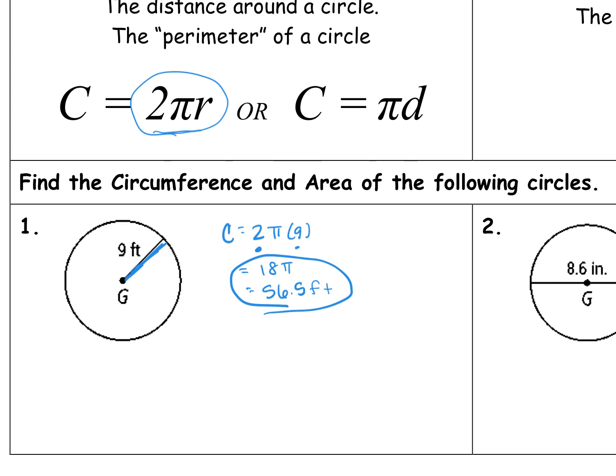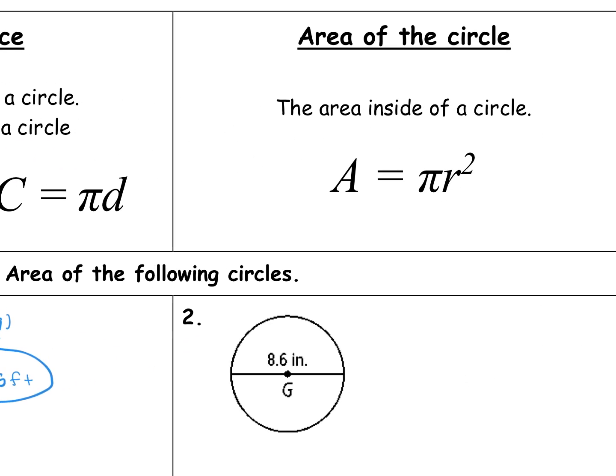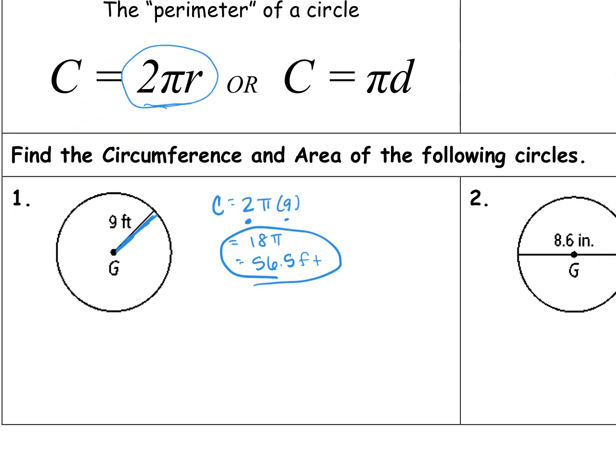The other formula is area. Area is pi r squared. So this time we're going to have to square the radius. We're going to do area equals pi times 9 squared, since 9 is our radius. So 9 times 9 is 81 times pi, and then do 81 times the pi button. Again, 81 times second, and then the number underneath the clear sign. And I get 254.5 feet squared. Since this is area, it does need to be units squared.